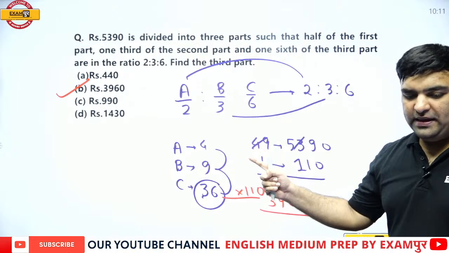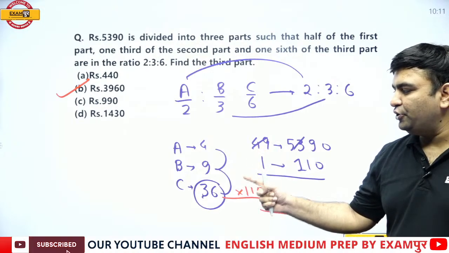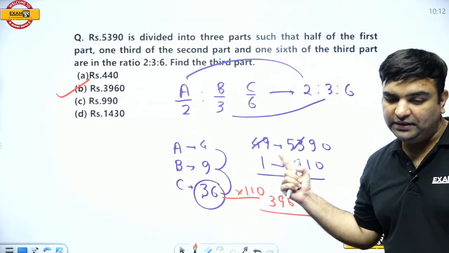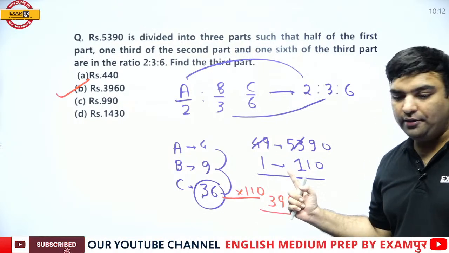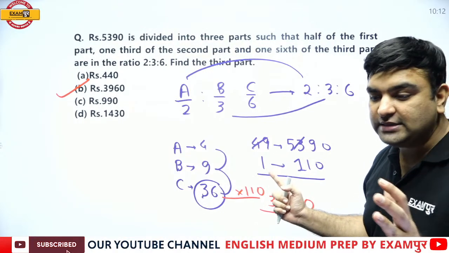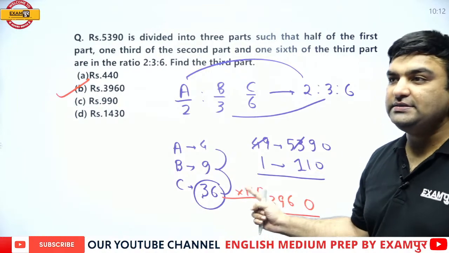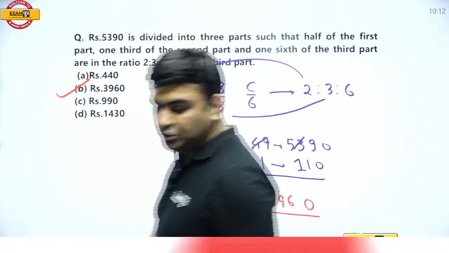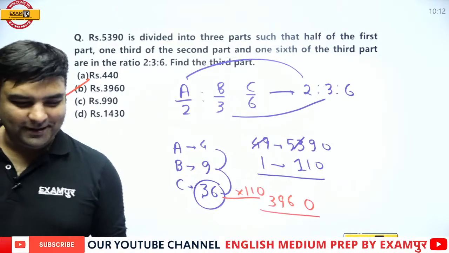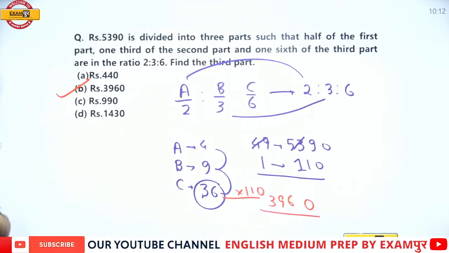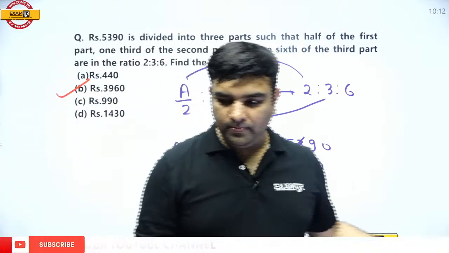A is 4, B is 9, C is 36. Their sum total is 49. 49 is given as 5390. So 1 is equal to 110. The share of C they are asking, and the share of C is 36. 36 into 110, 3960. Correct. Keep it up.